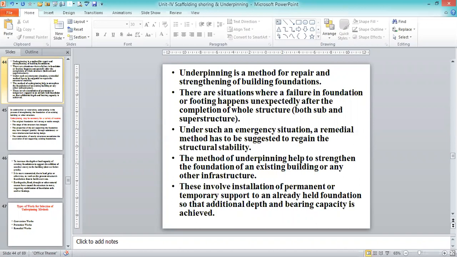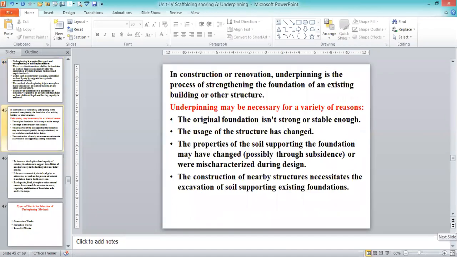So in construction or renovation, either you are going for new construction or you are going for renovating. When we go for renovating, we are going to add more stories or more rooms to the existing one. Automatically the load handling capacity of the structure has to be increased, and the same foundation is not going to be sufficient. So that's why in construction or renovation, underpinning is the process of strengthening the foundation of an existing building or other structure. Once again, I'm repeating that underpinning may be necessary for a variety of reasons.